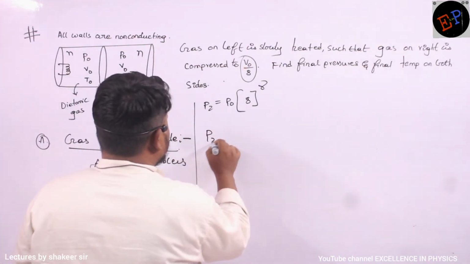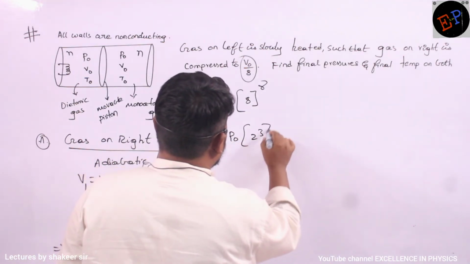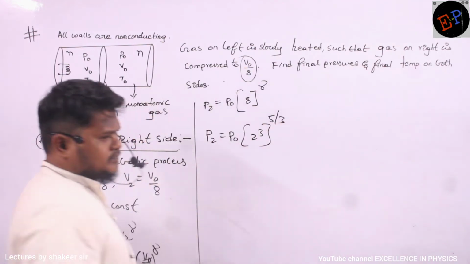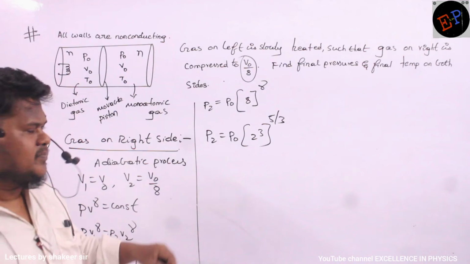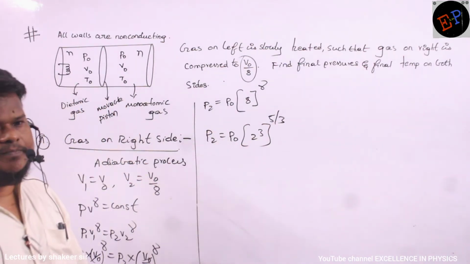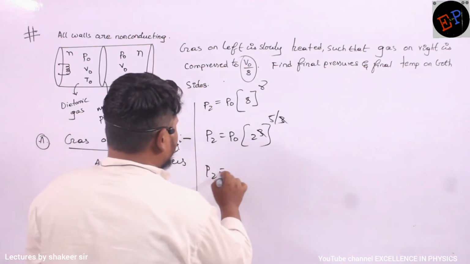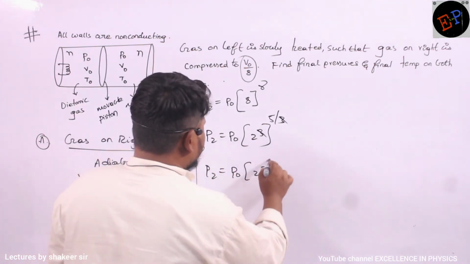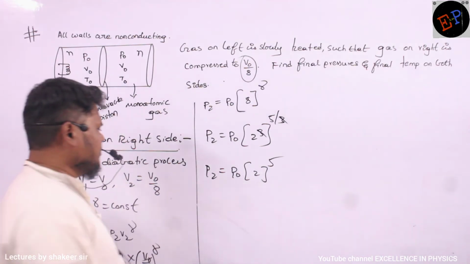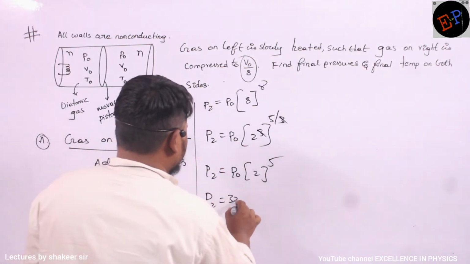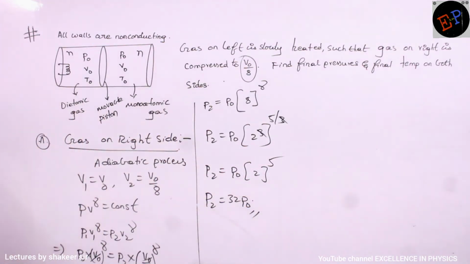So P2 is equal to P0 multiplied by 8, which can be written as 2 cube, to the power 5 by 3. So cube and 3 will get cancelled. Now what is the value I have? P2 is equal to P0 times 2 to the power 5. 2 to the power 4 is 16, 2 to the power 5 is 32. So P2 is equal to 32 times P0. I got the final pressure. Are you able to understand?